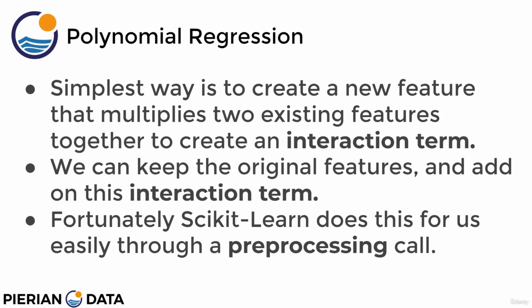So we would basically have a TV advertising spend feature, a newspaper advertising spend feature, and then a TV times newspaper advertising spend feature. And that way, we're not only considering the individual advertising spends, but also the effect they have on each other. And that's the interaction term. Fortunately for us, scikit-learn does all of this through an easy pre-processing call.